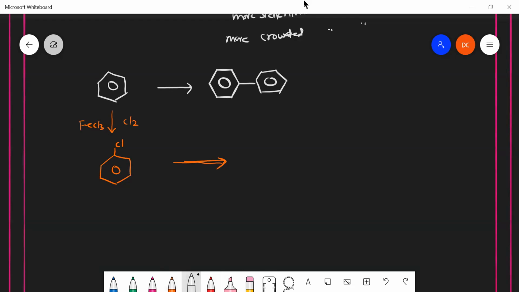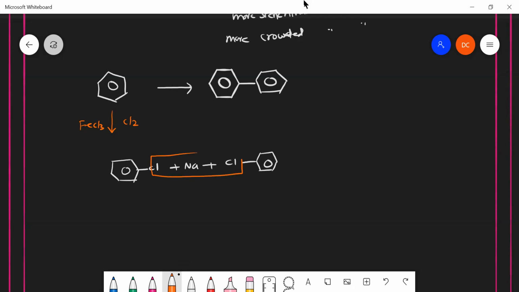With a metal, Na. Sodium. Two moles of the same compound will be taken. So I can write it like this: chlorobenzene reacts with the metal Na, and it removes NaCl, and the entire reaction will be conducted in the presence of dry ether only. So I can get biphenyl as a product.